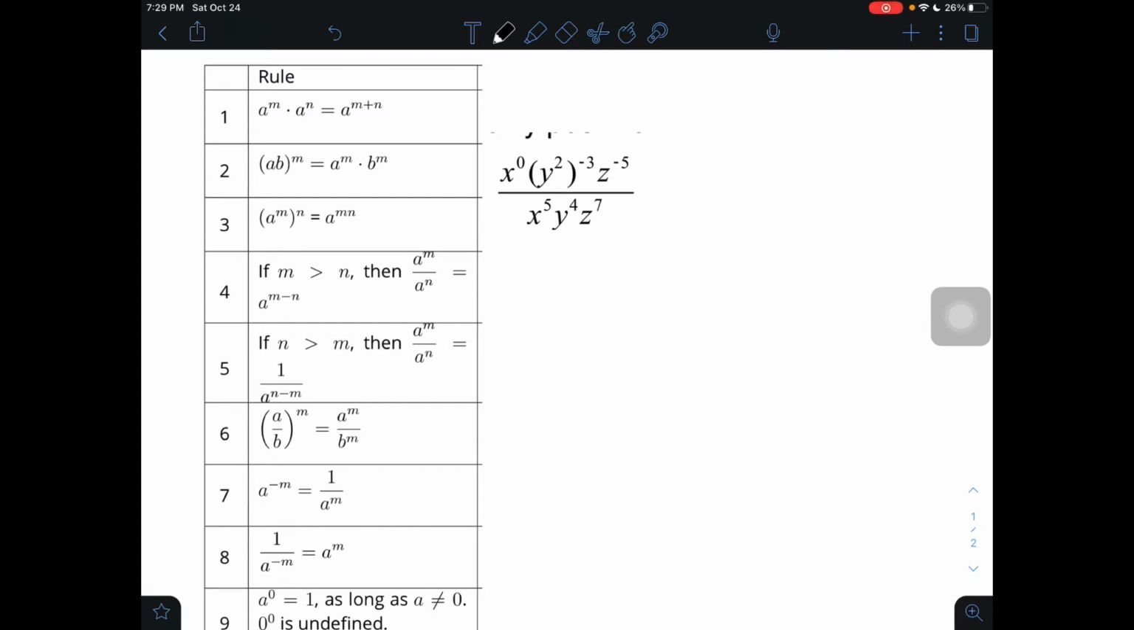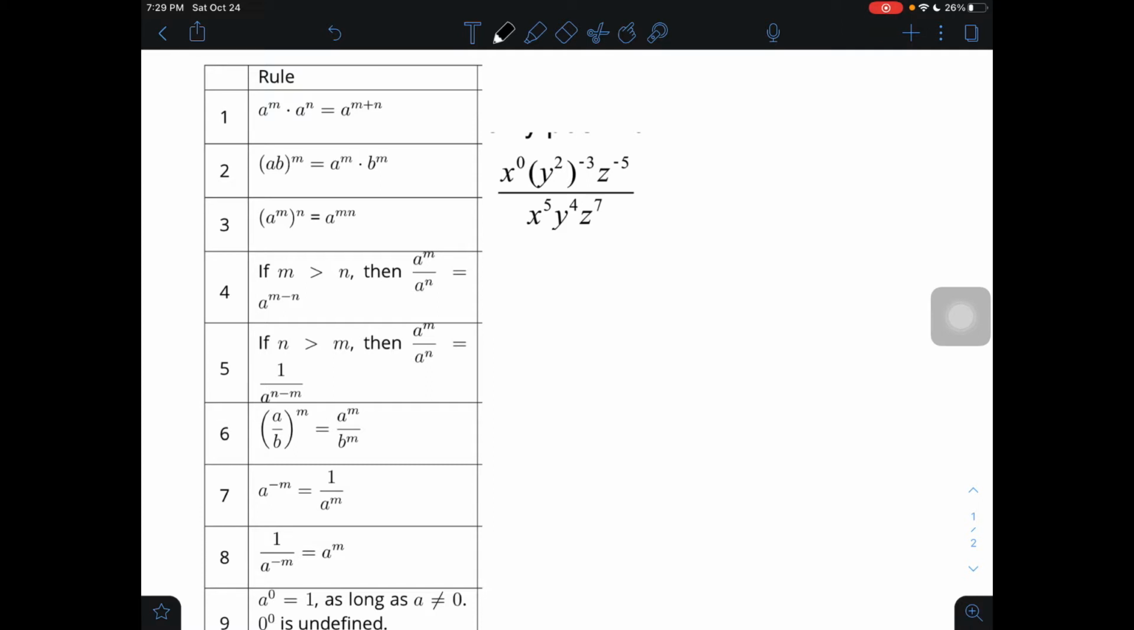In this video, we will be simplifying expressions with exponents. So the example we have here is x to the power of 0, parentheses, y to the power of 2, parentheses, to the power of negative 3, z to the power of negative 5, divided by x to the power of 5, y to the power of 4, and z to the power of 7.